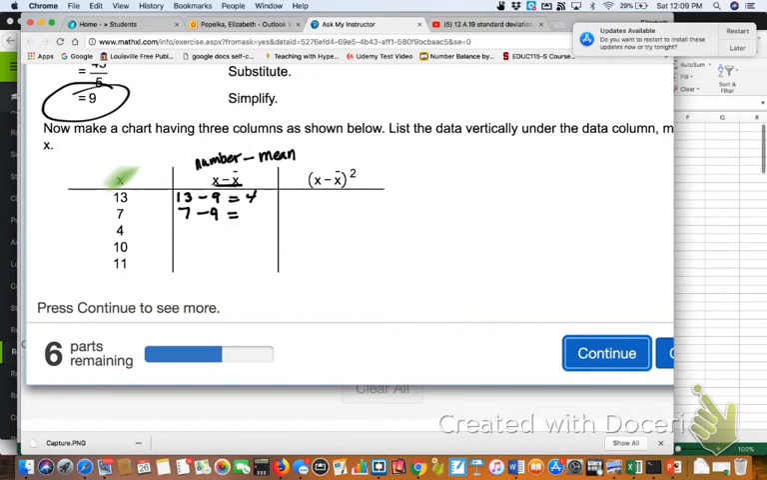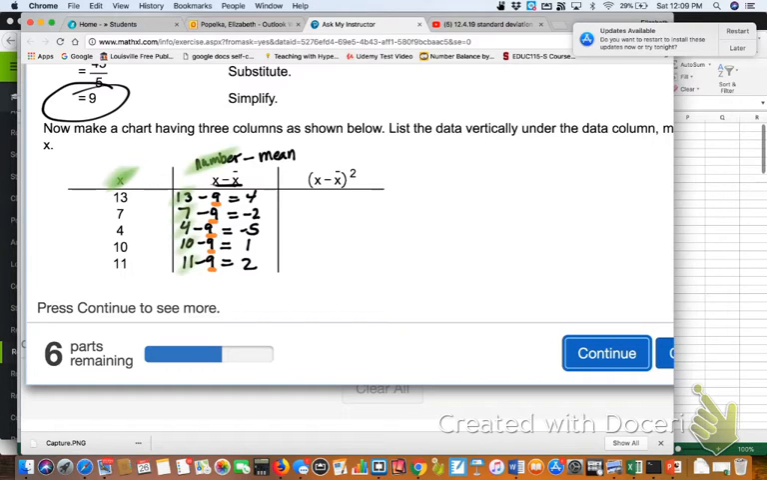So I'm going to go through here and do all this subtraction. I'm going to pause the video. You go ahead and do that subtraction. Great, so now I'm back. So again, all I did was take each individual number, 13, 7, 4, the original numbers in our data set, and subtract the mean. So I subtracted that average mean of 9 from each of them. And so I got, in this case, 4, -2, -5, 1, and 2.